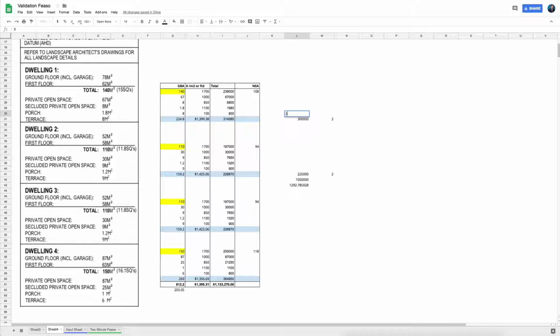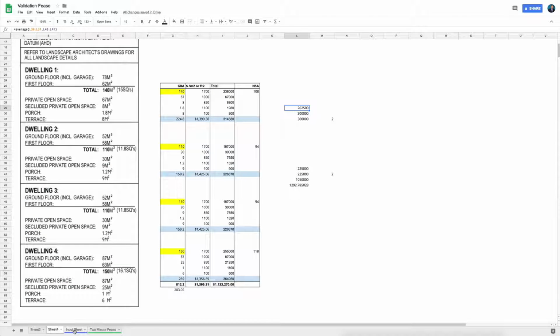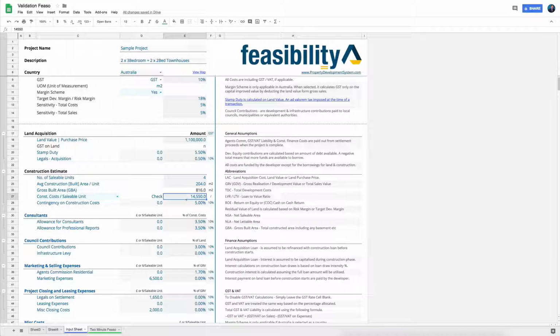But you can also get an average of these, for example. So you can do another 300,000, and you can do another, let's say, 225,000, and you can get an average of these two and these two, and now you know it is 262,500. So if you wanted to just use the other option, that was construction cost per saleable unit, you would go with 262,500 over here. So you can put in 262,500. That is also fine.